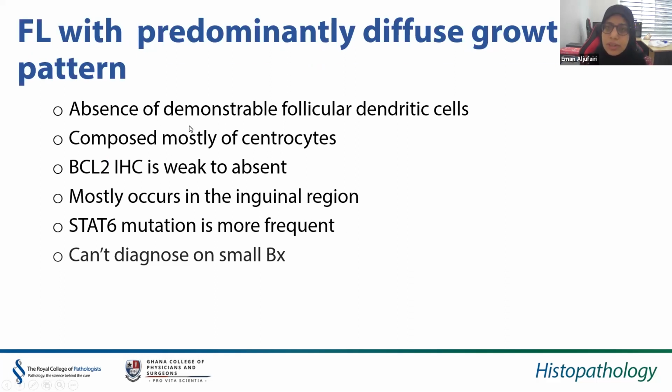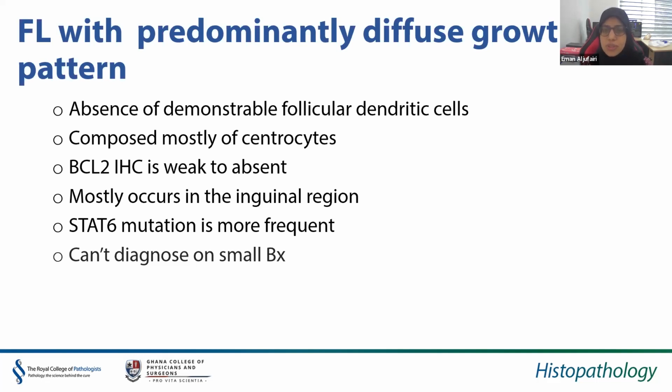Then we have follicular lymphoma with a predominantly diffuse growth pattern. This is what we were saying before: when we're talking about follicular lymphoma, we're dividing it, is it a follicular pattern or diffuse pattern? So now we're giving it a separate name. Whenever it's a predominantly diffuse growth pattern, that's when you don't see any follicular dendritic cells, even when you do immunohistochemistry for CD21 and CD23, still you don't see anything. Then that's your diffuse growth pattern.